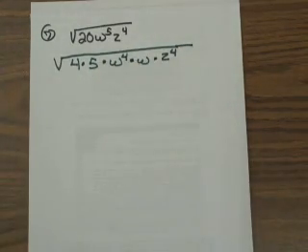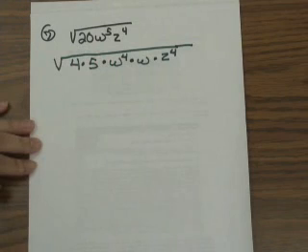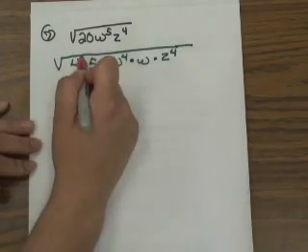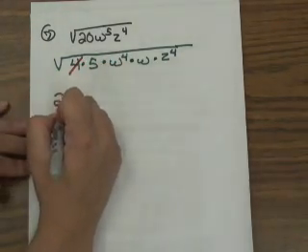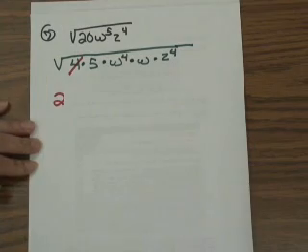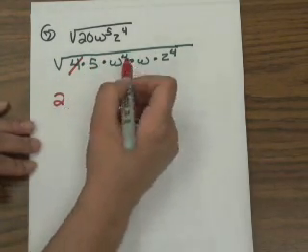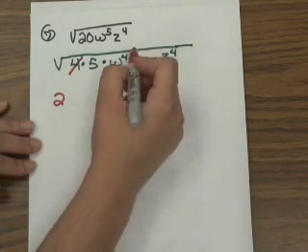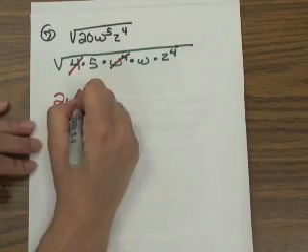So the next thing we want to do is start asking ourselves, underneath this radical, what can I find the square root of? And once I do find the square root of it, let's take it out from underneath that radical. So, can I find the square root of 4? Yes. The square root of 4 is 2. Bring that out. Can I find the square root of 5? No. Can I find the square root of w to the 4th? Yes, I can. And by dividing that 4 by 2, I'll get w squared.